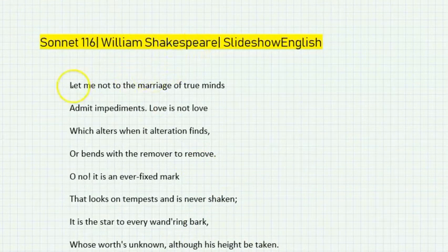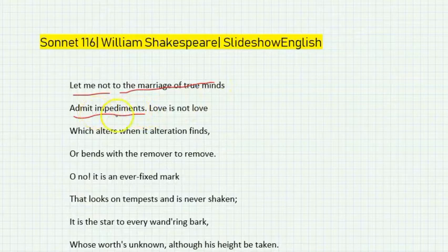Well, now we can move on to the first line where it is said that let me not to the marriage of true minds admit impediments. So this line basically raises the idea that I cannot accept any kind of obstacle between two people who love each other. Let me explain a little bit that this line is written in poetic form, so it's hard for you to understand. But this line actually says that let me not admit impediments to the marriage of true minds.